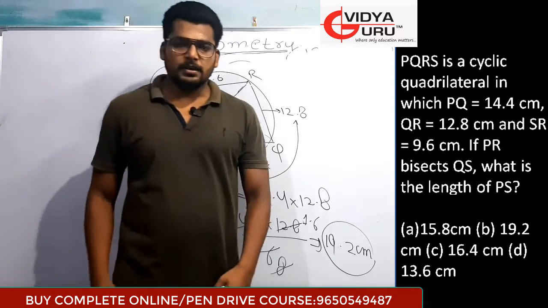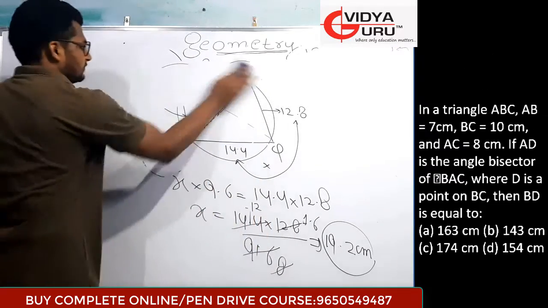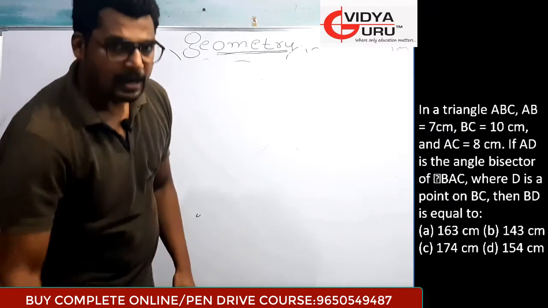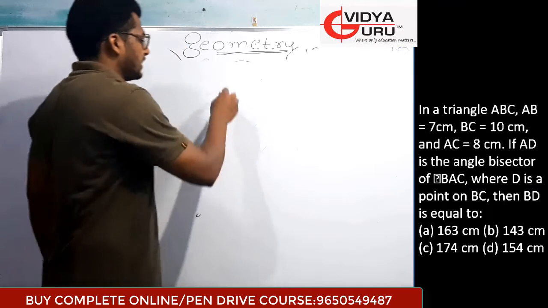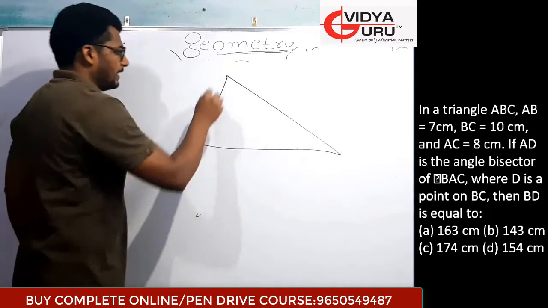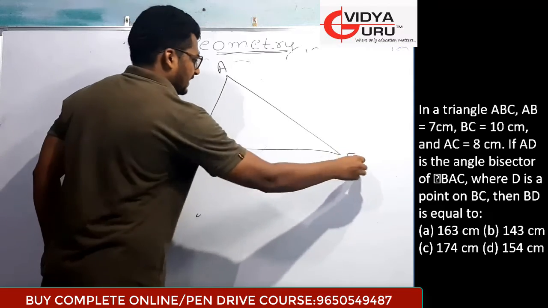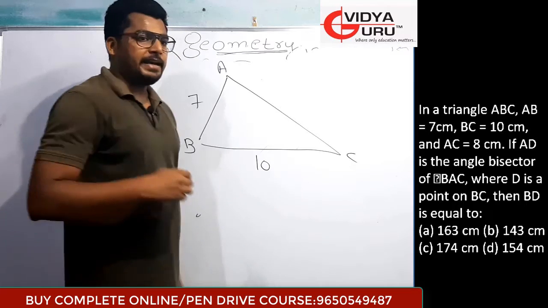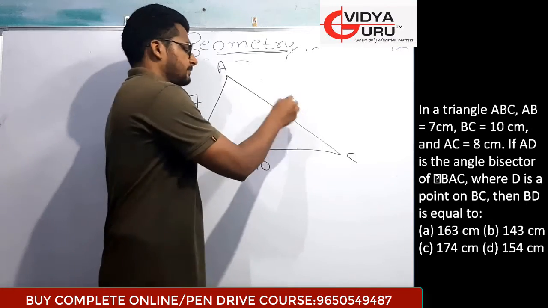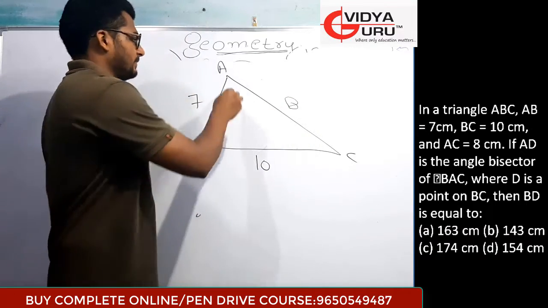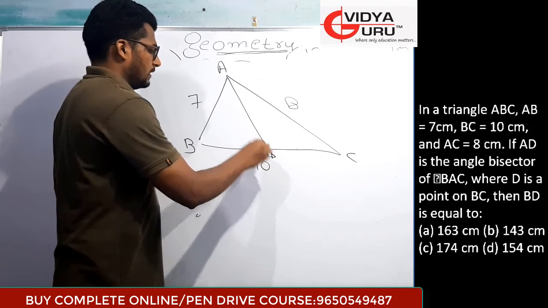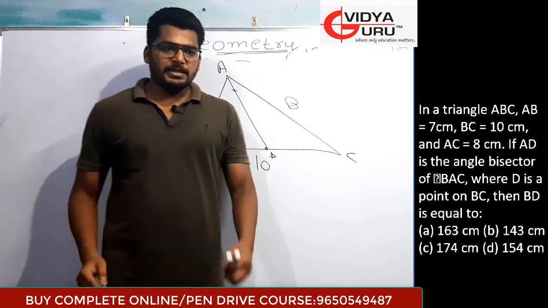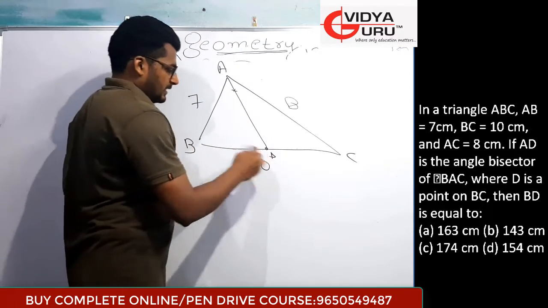So coming on to our next question. What is the next question saying? In triangle ABC, AB is equal to 7, BC is equal to 10 and AC is equal to 8 centimeter. AD is the angle bisector. Again angle bisector, that means this angle BAC is divided in two parts, where D is a point on BC.